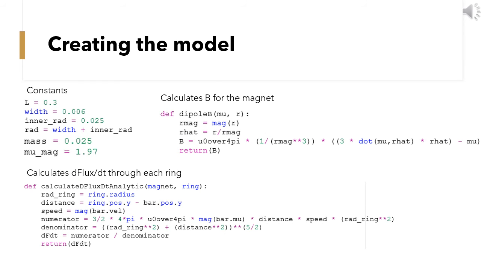Here is the code. This is not all of the code, just the important bits. As you can see, I plugged in the constants for my measurements, and then created two functions, one for calculating the magnetic field, and the other for calculating dΦ/dt. By combining these, using the process detailed on the previous slide, I can model the falling magnet.